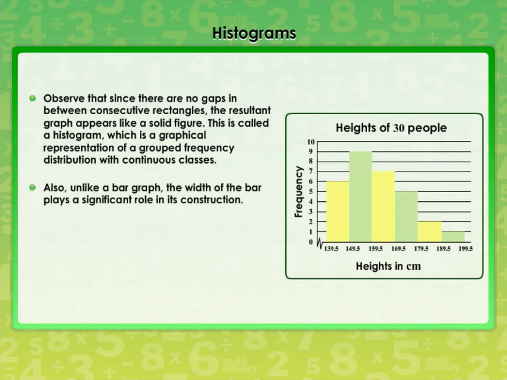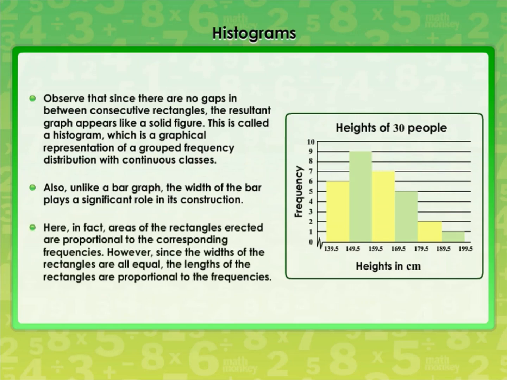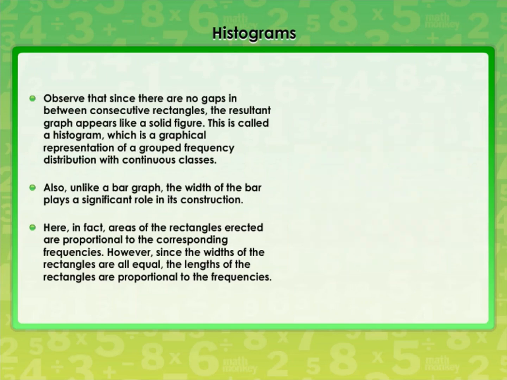Also, unlike a bar graph, the width of the bar plays a significant role in its construction. Here, in fact, areas of the rectangles erected are proportional to the corresponding frequencies. However, since the widths of the rectangles are all equal, the lengths of the rectangles are proportional to the frequencies.